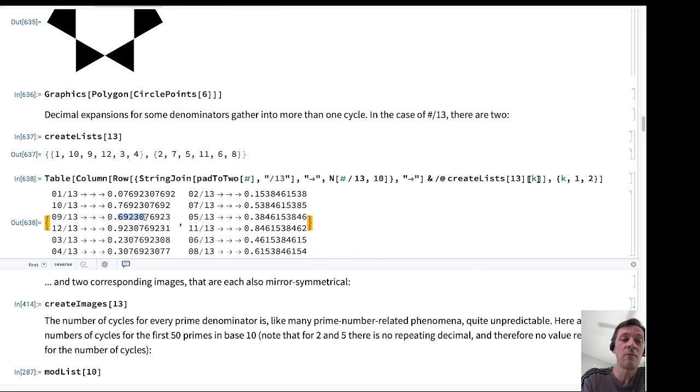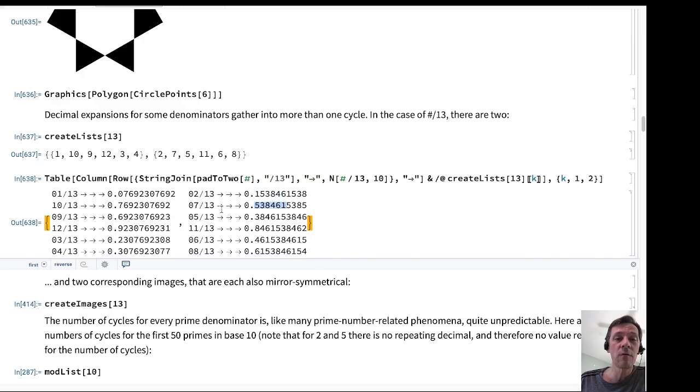9/13 is 0.692307 repeating. 12/13 is 0.923076 repeating. 3/13 is 0.230769 repeating, and 4/13 is 0.307692 repeating. Okay, so you can again see the digits kind of drifting to the left from line to line. But in creating that cycle, I don't actually touch half of the numerators. Okay, so cycling around from 1/13, I'm never going to hit 2/13, because 2/13 is in its own universe, its own little cycle.